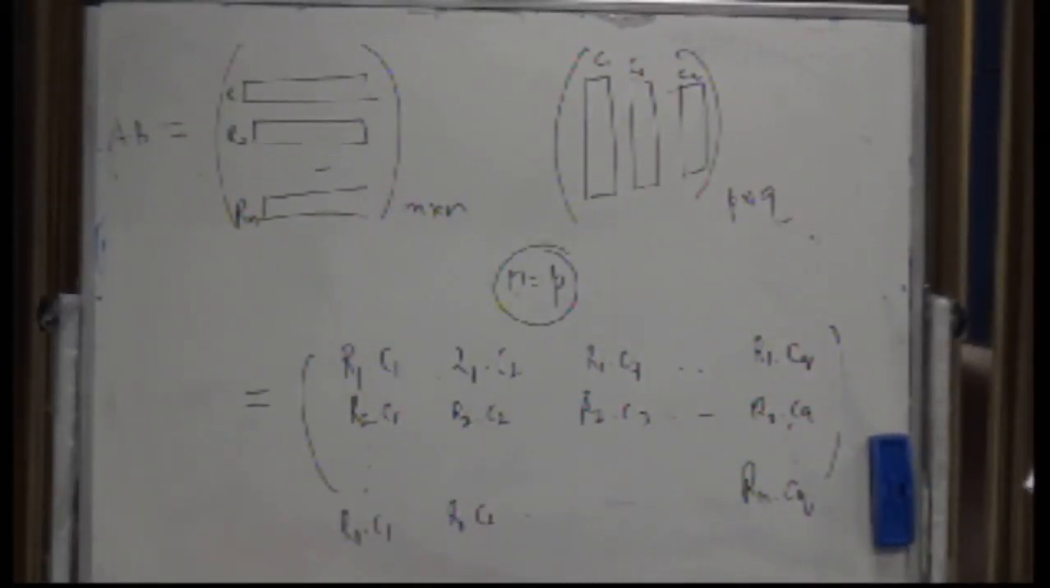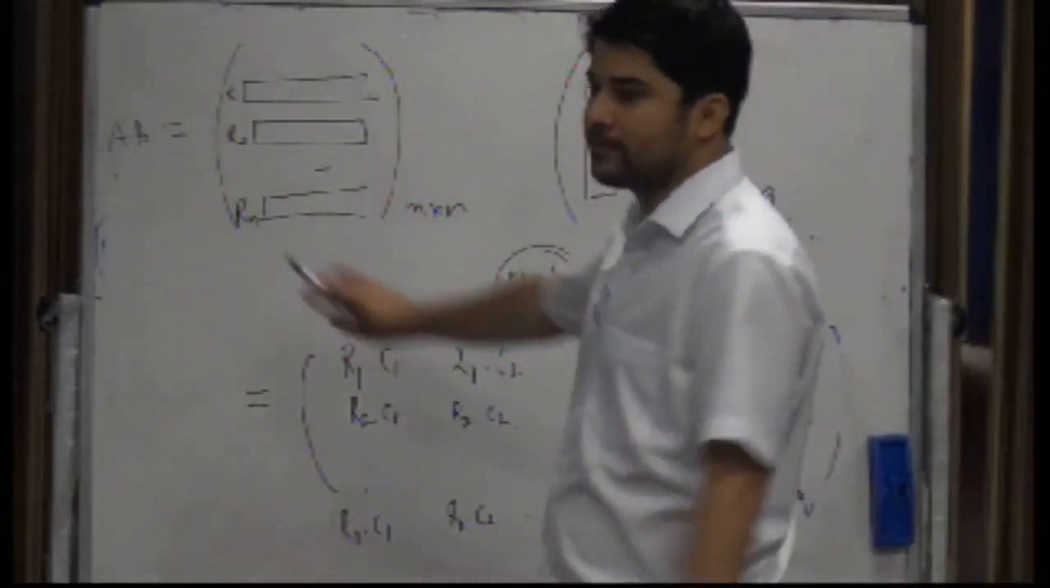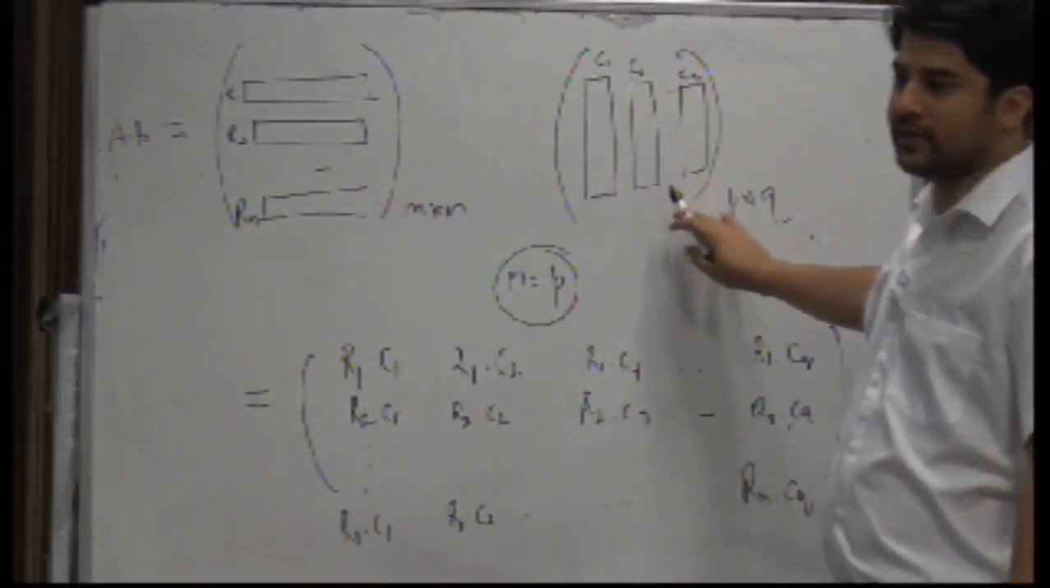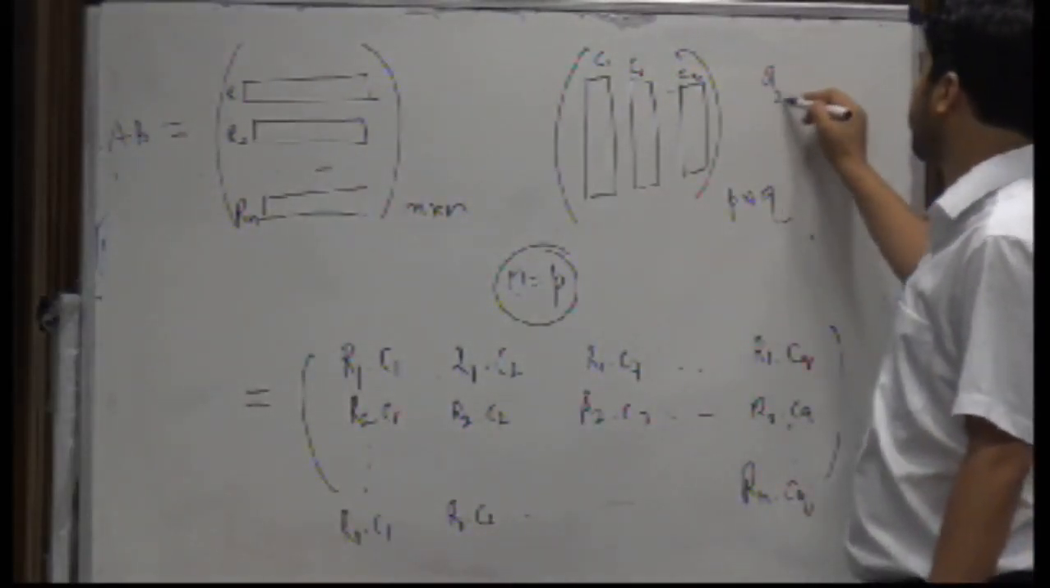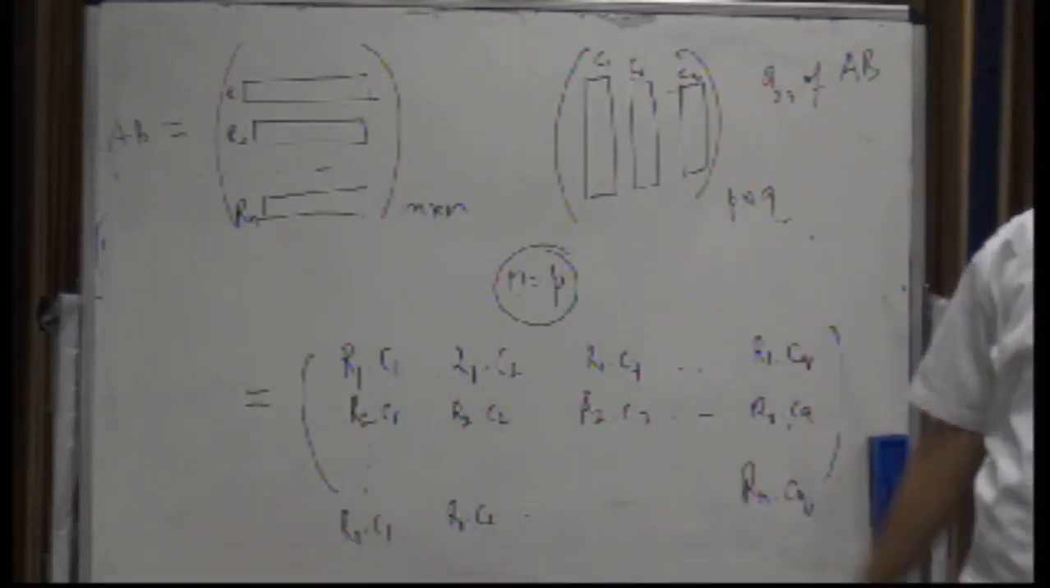But in competitive examinations they don't ask you for the full matrix multiplication. They give this matrix, they give that matrix, and they want you to find A23 of AB. So how do we find A23 of AB?